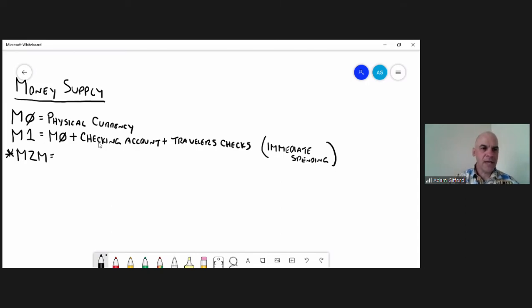So the MZM is all of the M1 plus money that's in savings accounts, so money that you have in the bank, but it's not tied to a checking account. It's going to be your savings account, plus this thing called money market accounts.